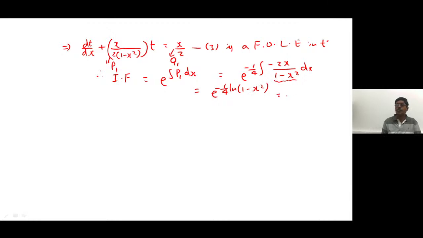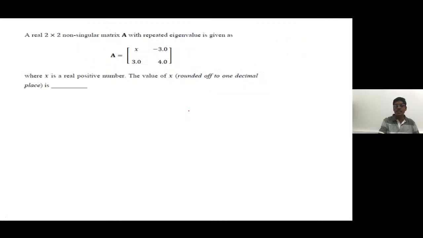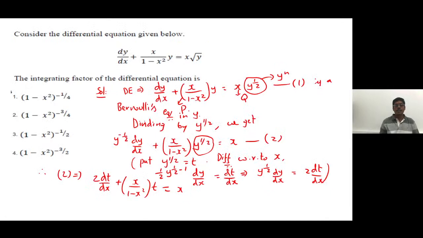Using properties of logarithm, this is shifting to power, 1 minus x square whole to the power minus 1 by 4. E and log are contrary to each other, so this simplifies to 1 minus x square whole to the power minus 1 by 4. So in the previous slide, this is the required IF. Accordingly, the option is 1. This is the answer.